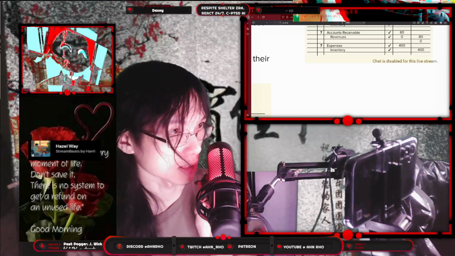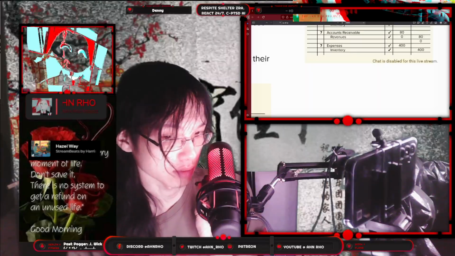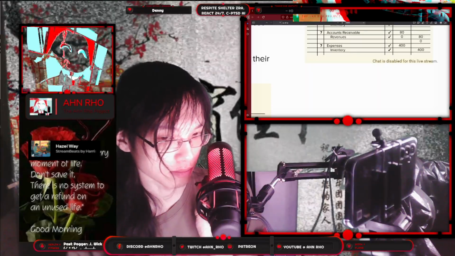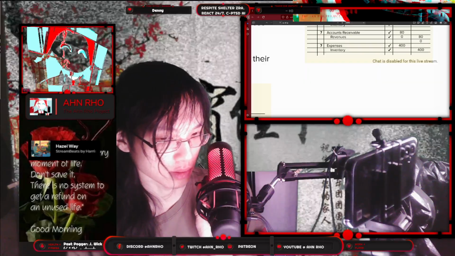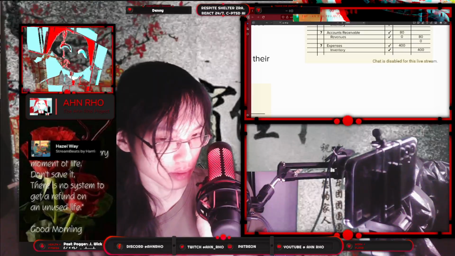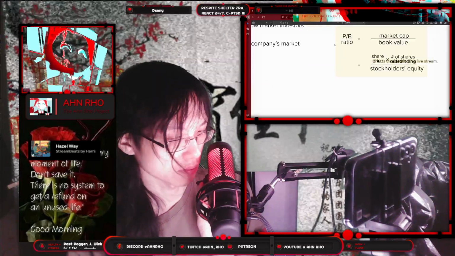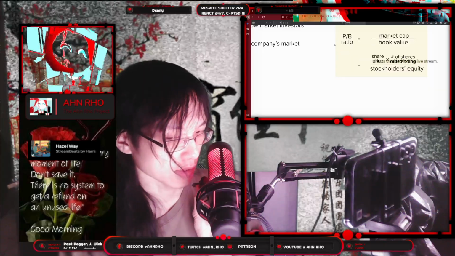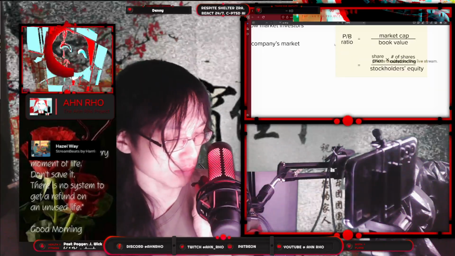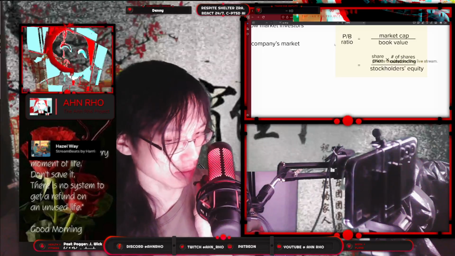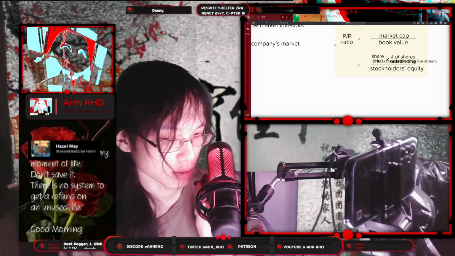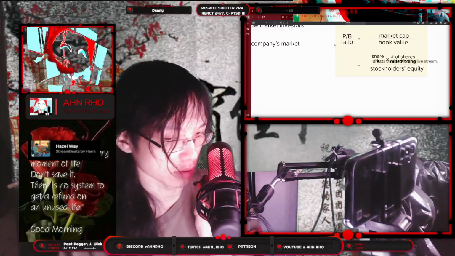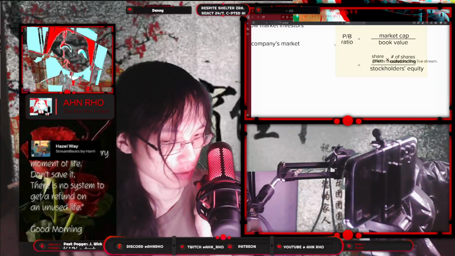Now next, as you can only see not live on stream, but only here on video or podcast on Spotify, this is a separate PDF documentation showing the PB ratio. It's the price to book ratio, market cap over book value.